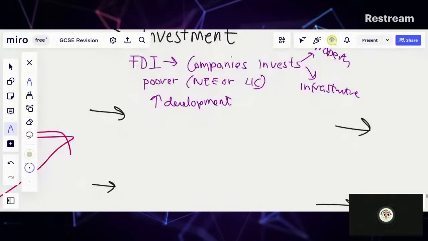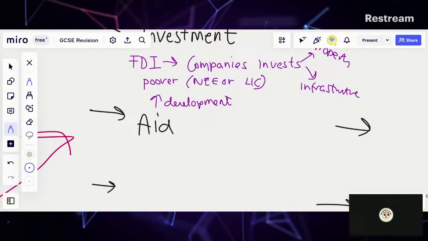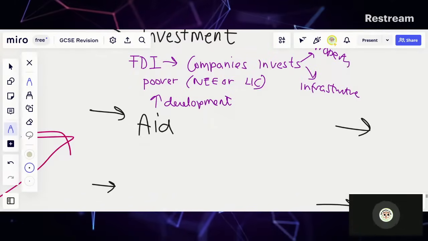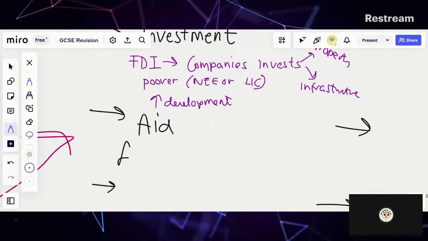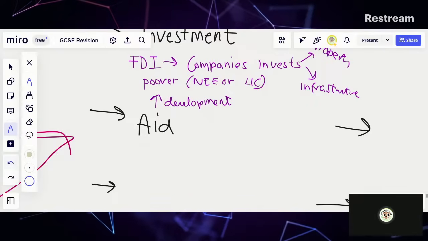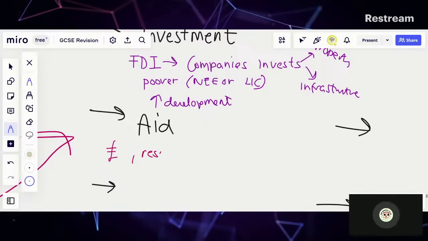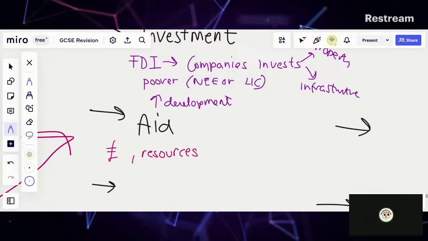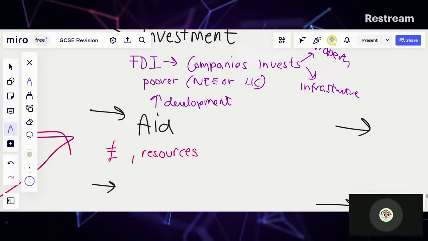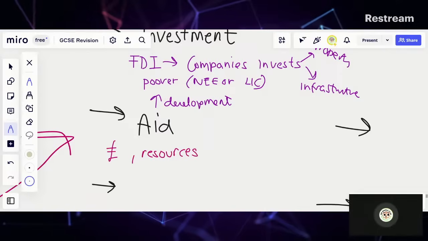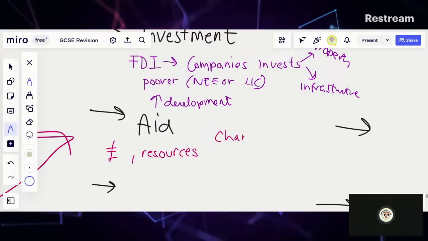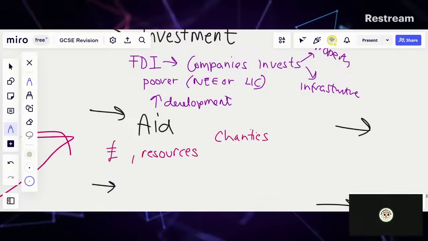Another key good method is aid. So this can be money, resources, medicine, food. This is given to a country by charities or foreign governments.